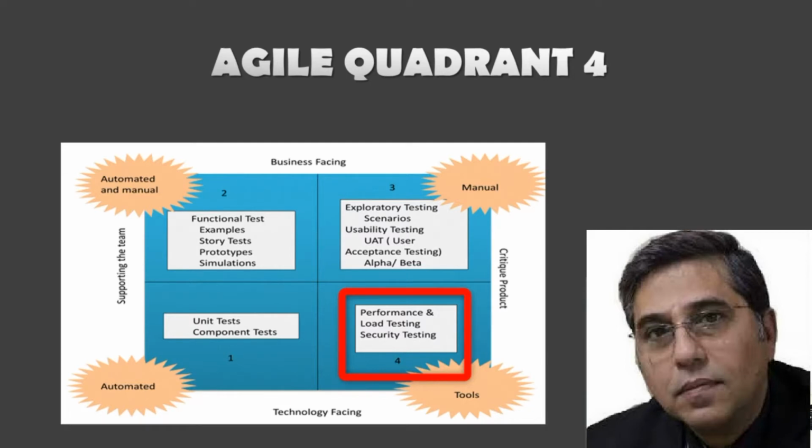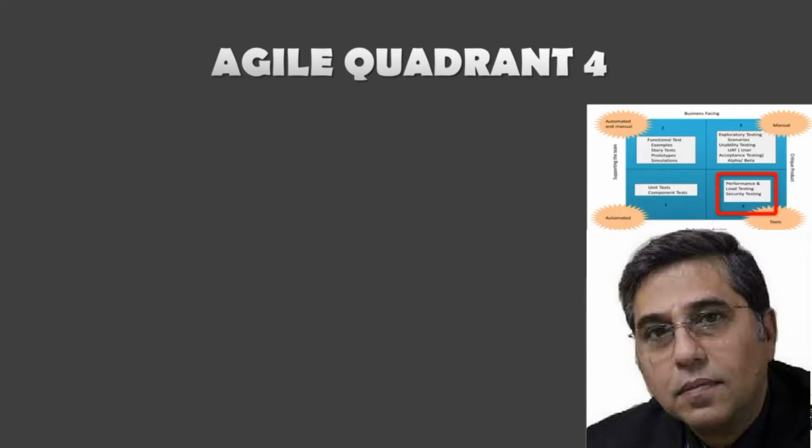Some of these might be more important than actual functionality, and some of these might require use of specialized tools and additional expertise. But with the help of this quadrant, the application is made to deliver the non-functional qualities and expected value. Types of testing in this quadrant.